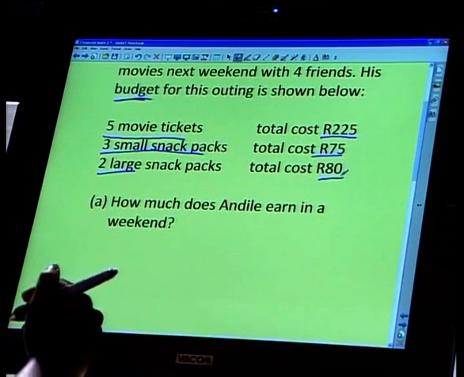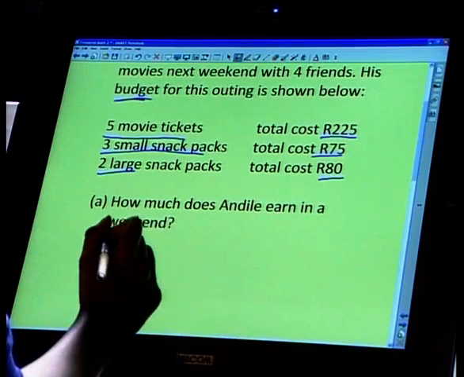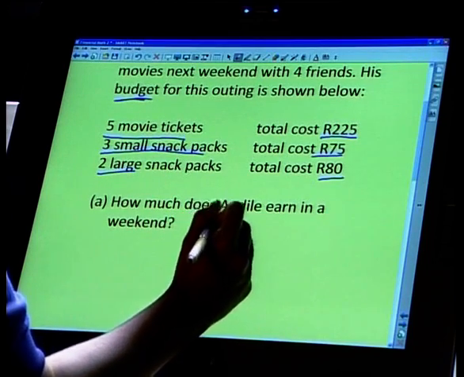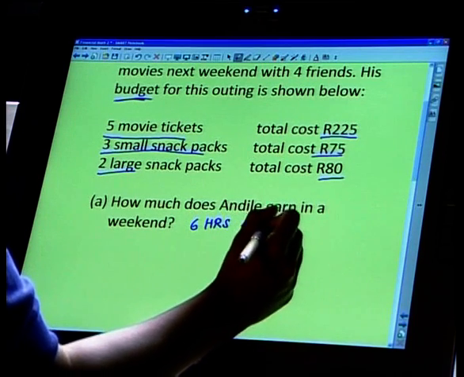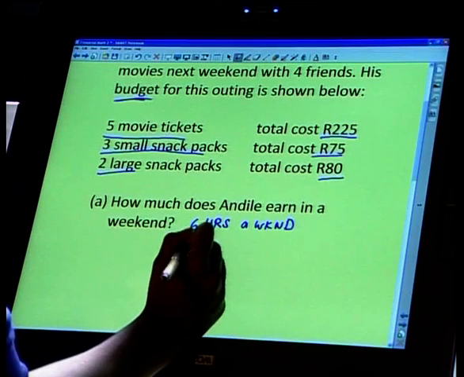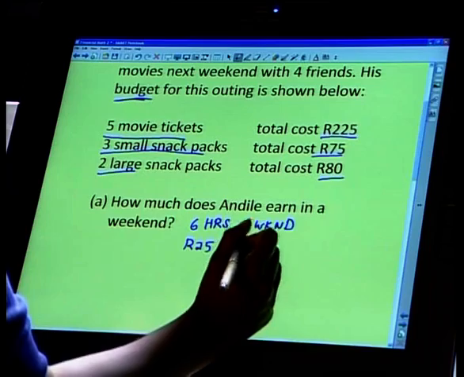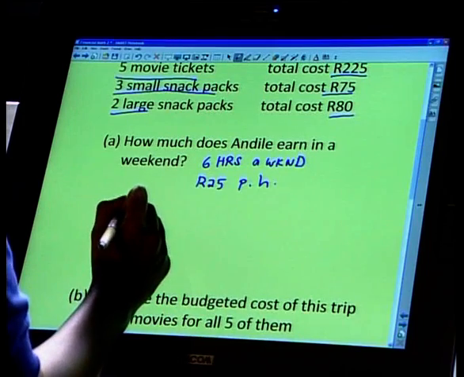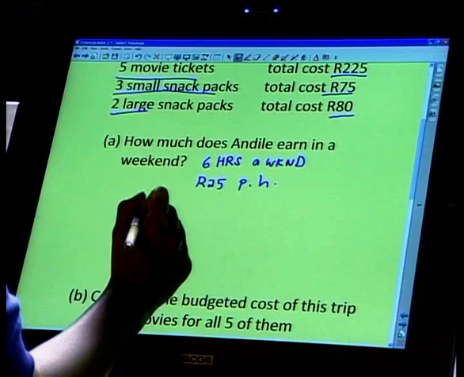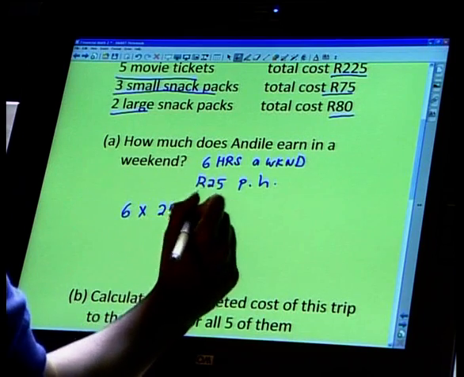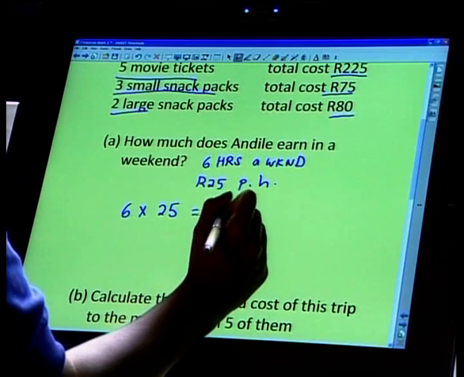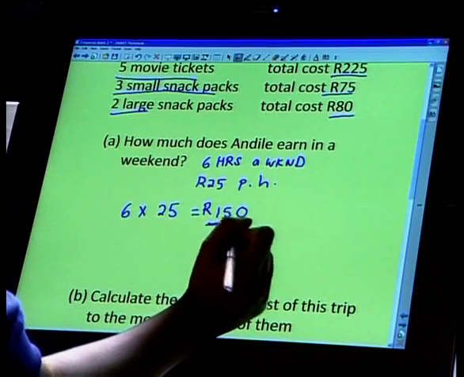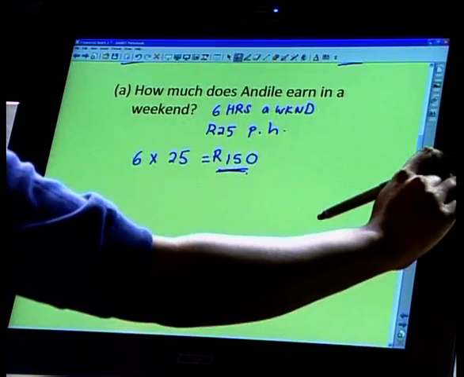So the first question wants to know, how much does Andile earn in a weekend? So we know he works 6 hours every weekend, and we know that he gets paid 25 Rand per hour. So if we would like to know in total what his income is, we have to take the 6 hours and multiply that by 25. So 6 times 25 gives us 150 Rand. So he will earn 150 Rand for a weekend working.